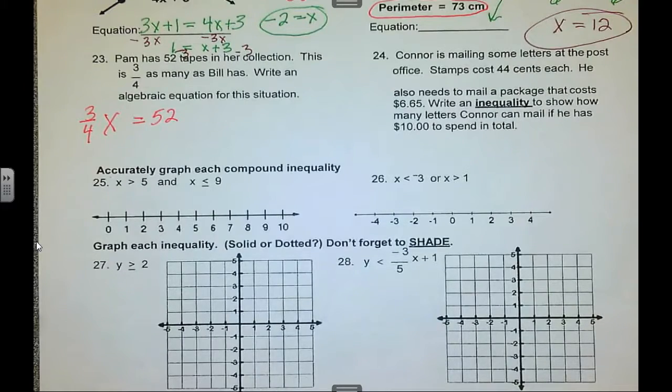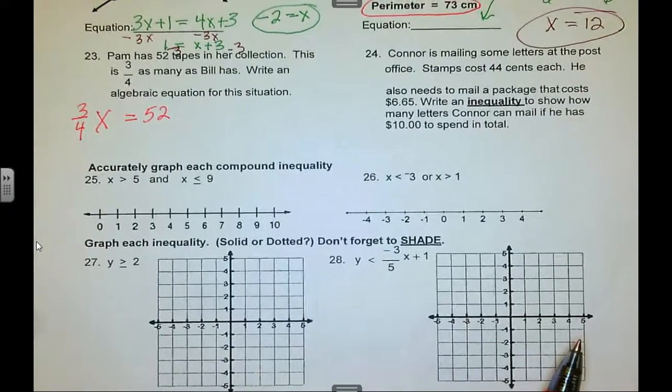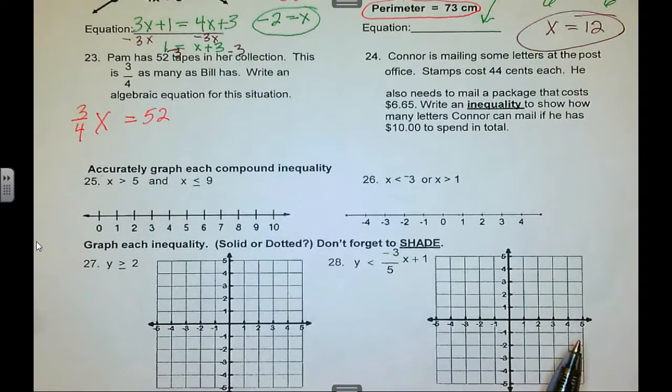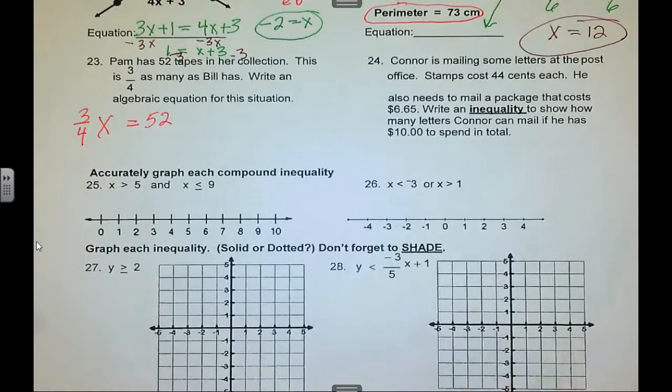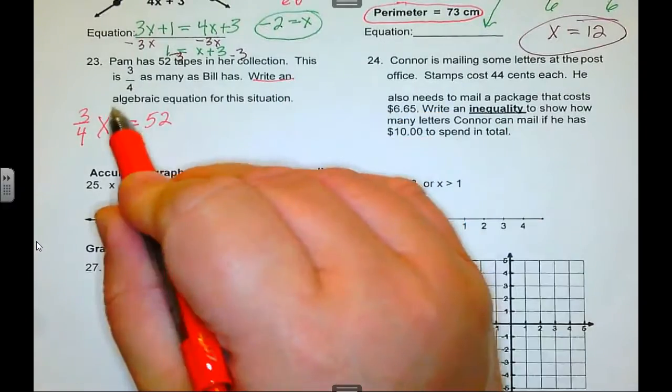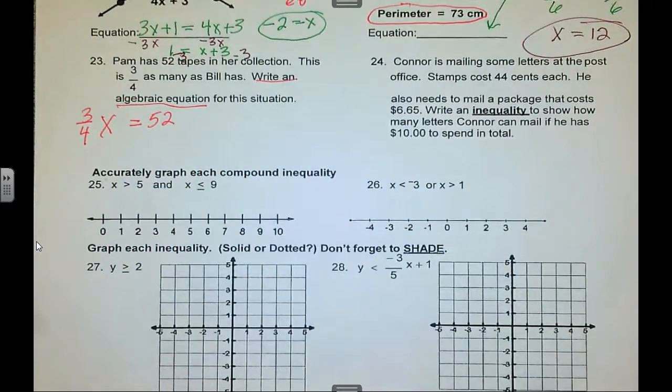Can you just multiply by 4 and divide by 3? Yeah, same thing as multiplying by the reciprocal. Does it say we have to solve? No, it just says write an equation. I'm done.